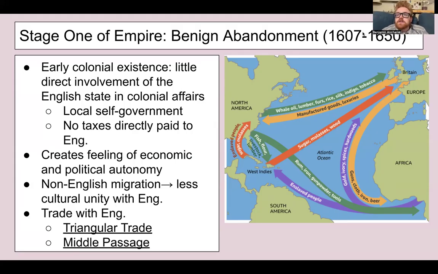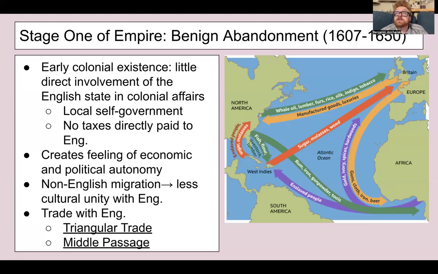This is going to help describe what the earliest interactions between the colonies in North America and England looked like. We see that initially, in the early years of English colonization, there's not a lot of direct British presence in their North American colonies. These North American colonies are largely self-governing. We saw that with the example of the House of Burgesses in Virginia. We see that with the example of the General Court in Massachusetts.